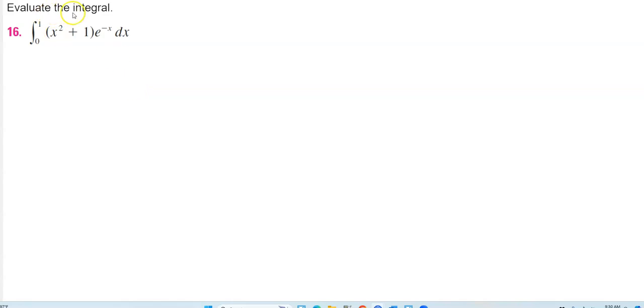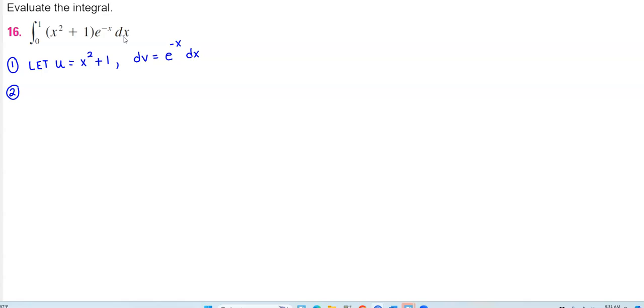Here we're going to evaluate the definite integral using integration by parts. So our integral is going from 0 to 1 of the quantity x squared plus 1 times e to the negative x dx. So the first thing we're going to do is we're going to let u equal x squared plus 1. And then dv is going to equal e to the negative x dx.